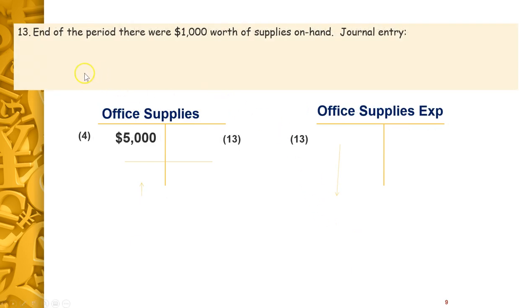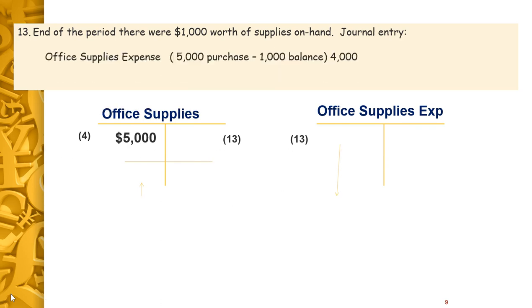Now, the next thing that's happened, it's the end of the period, and we've done a physical inventory, and we see that we have $1,000 worth of supplies on hand. So now we have to make an adjusting entry because our balance sheet office supplies is no longer $5,000. So what we need to do is expense the difference so we can bring that balance down.